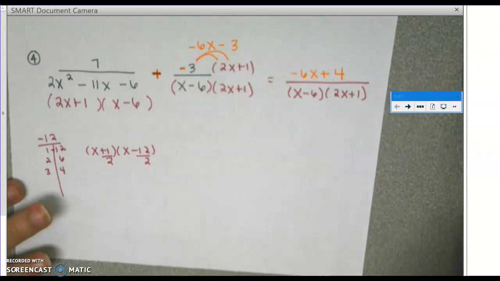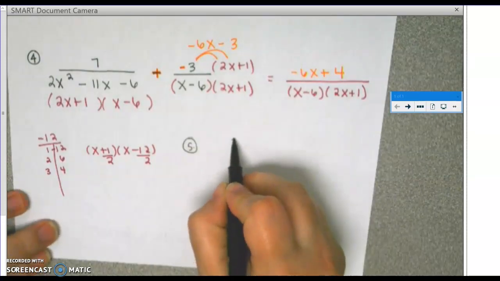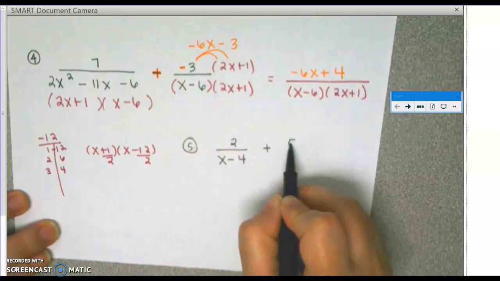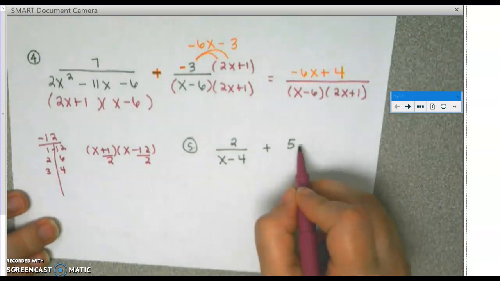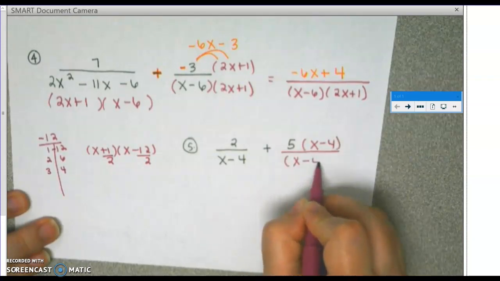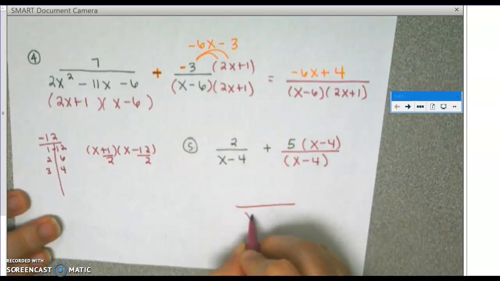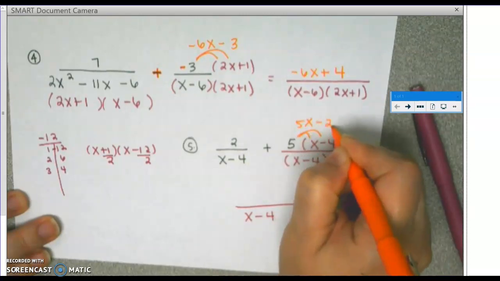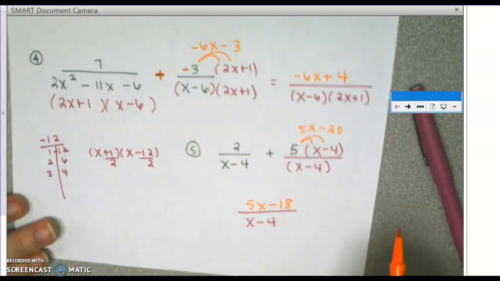All right, another example that's going to come up is, let's say you're adding by just a whole number, something that has no denominator. You're just going to have to keep in mind that the denominator is 1, so you are still going to have to multiply to get the denominators the same. So my common denominator is x minus 4. I'm going to multiply, combine like terms. All right.